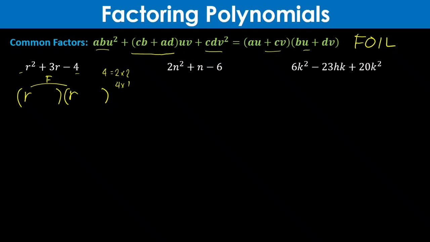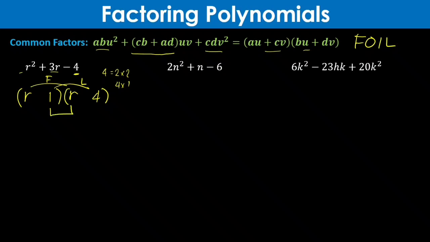Okay, so say we select here the middle term is 3r, so the only factors here that can result to 3 is 4 times 1. Okay, let's check it out. 4 and 1. And if we multiply that, 1 times 4 is 4, gives us the third term. And this is the L of the FOIL.